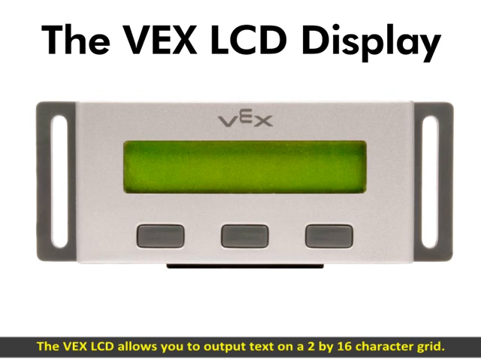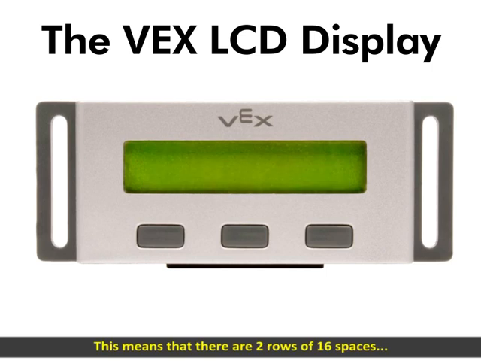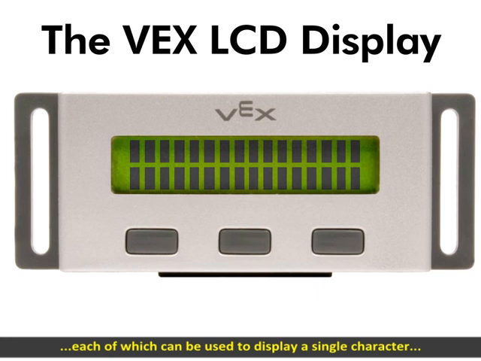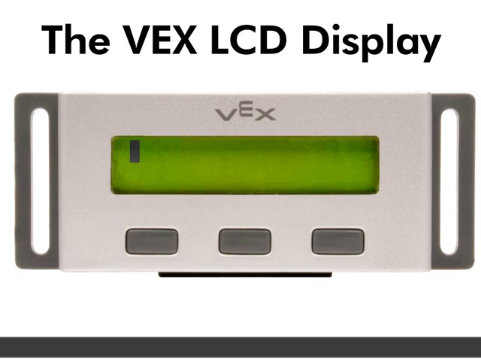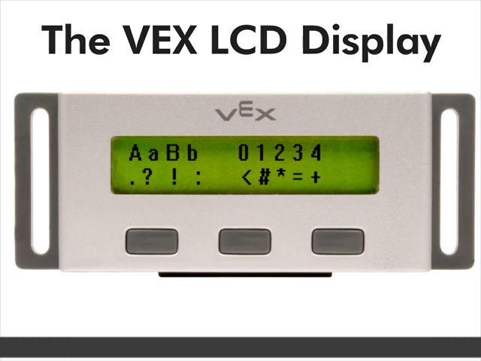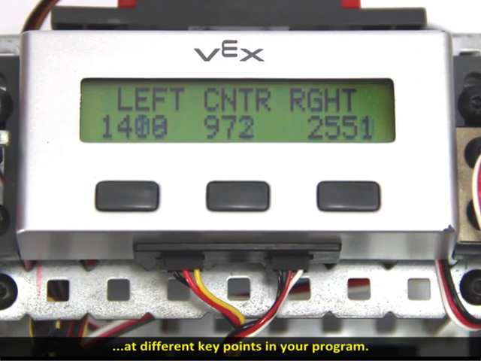The LCD allows you to output text on a 2x16 character grid. This means that there are 2 rows of 16 spaces, each of which can be used to display a single character, a letter, number, punctuation mark, or other symbol. This is extremely useful for outputting messages or sensor values at different key points in your program.